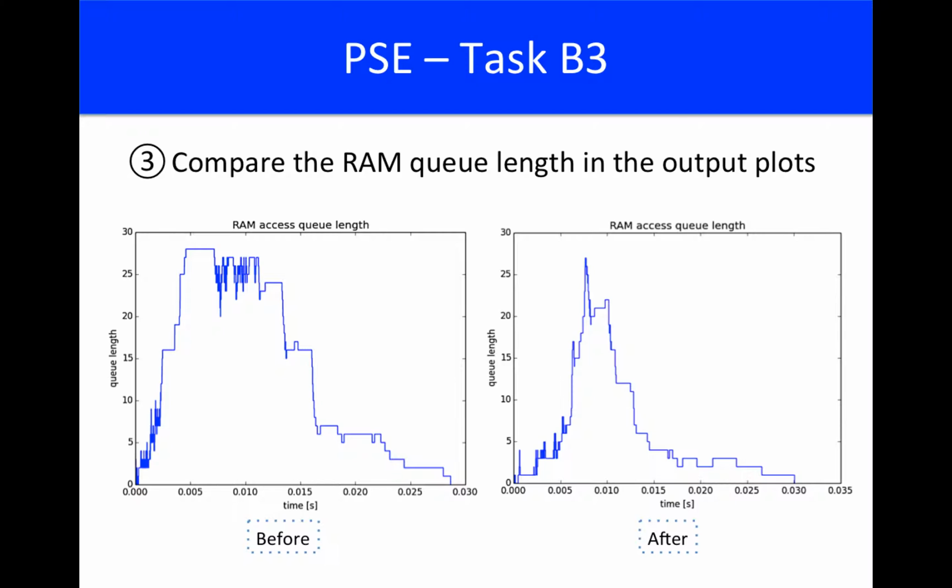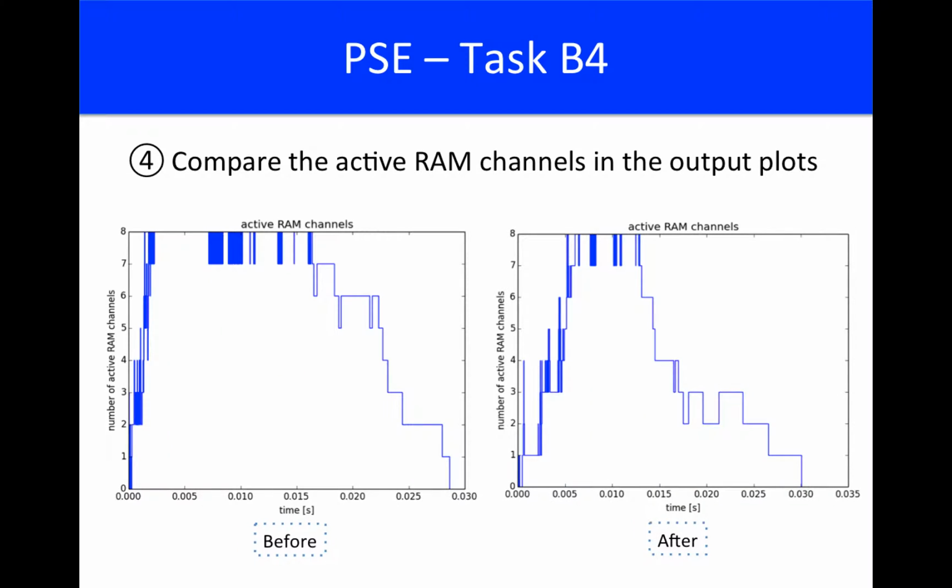Here we see the graphs for before adding the L2 cache and after adding it. As can be seen clearly, the queue length has significantly been reduced after adding the L2 cache. Here we can see the usage of RAM channels before and after adding the L2 cache. As can be seen clearly, the L2 cache has reduced the usage of RAM channels significantly.